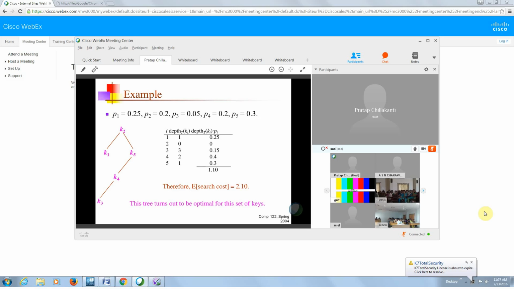There is another way of coming up with the same thing, and you can see the search cost came to 2.10, a different type of tree, right? I made you do 2 types of trees, remember? By doing the same thing here, it came to a search cost, and it turns out this is the most optimal.